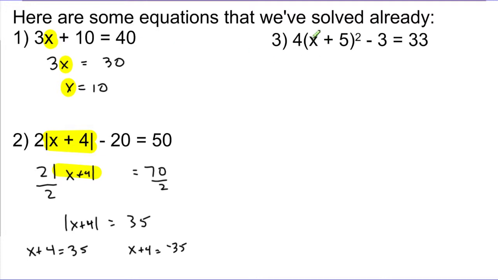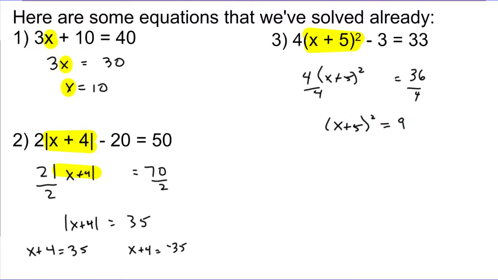So if I come over here to my quadratic, same thing. Here's the expression that contains my variable that I'd like to solve for. So I'm going to isolate that first by getting rid of addition and subtraction. So it's going to say 4 times (x plus 5) squared. Add the 3 over. Now it says 36. I'm going to divide away what's attached to my expression that I'm trying to isolate. So I'm going to divide both sides by 4. And I get that (x plus 5) squared equals 9.